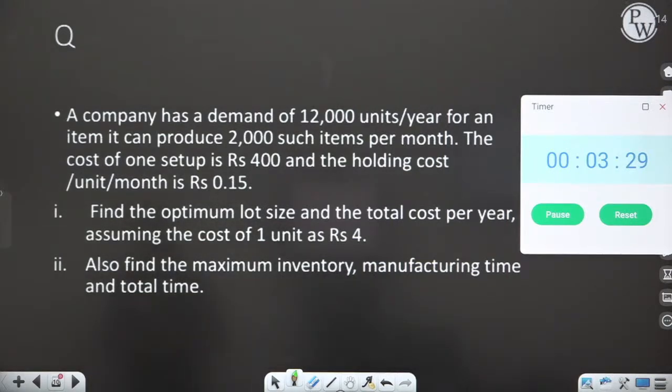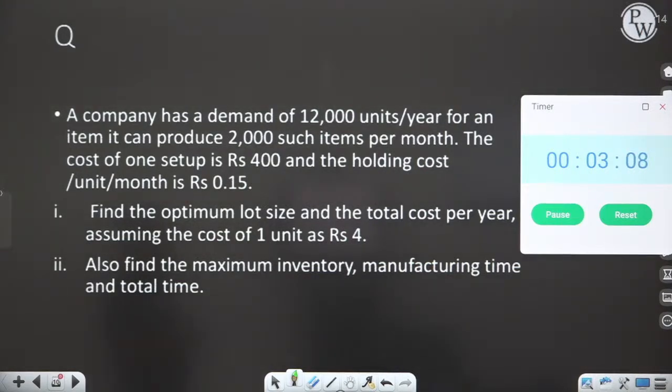Manufacturing time and total time. And if possible, draw the graph also. So it's 3 minutes 17 seconds. Your time is running out.